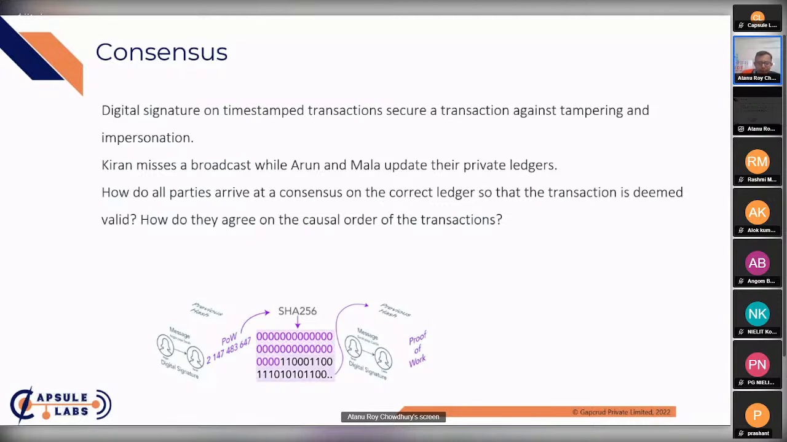So the first thing that we have established is every transaction is going to be digitally signed by both parties. Let us have it signed by both parties, not a problem. And it is going to be a timestamped transaction. So we have agreed on that part, right? So that a particular record, a particular transaction, is secured against tampering and impersonation, right? Because it is timestamped, it cannot be replayed, because there's a digital signature, that particular transaction cannot be tampered with.